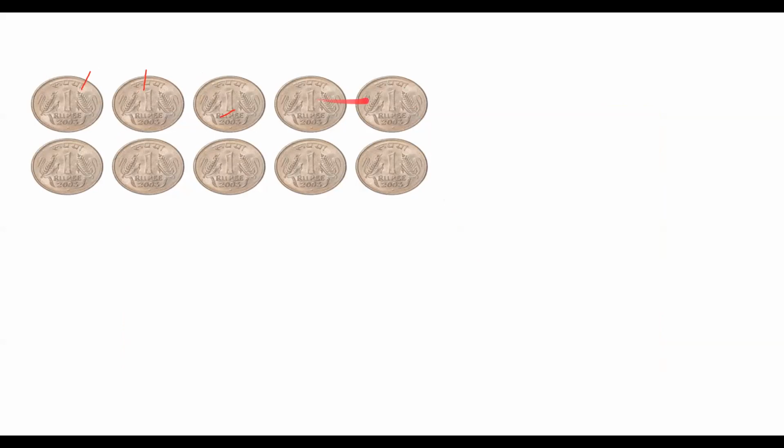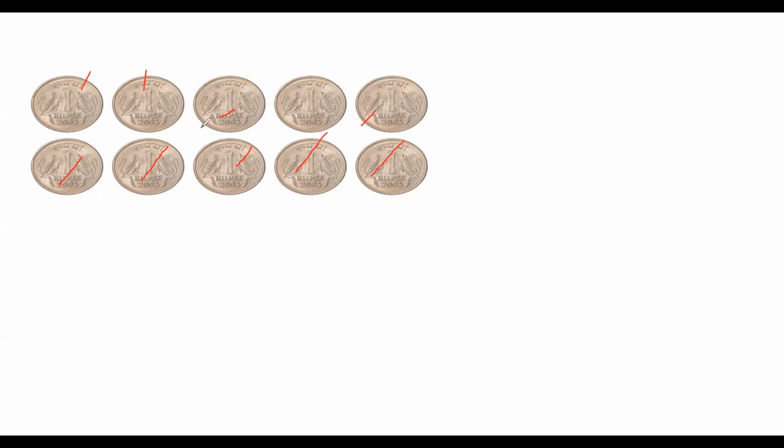Now do you see these coins? What are these coins of? These are rupee 1 coins. Let us count how many coins we have. We have 1, 2, 3, 4, 5, 6, 7, 8, 9 and 10. So how many coins? 10 coins.